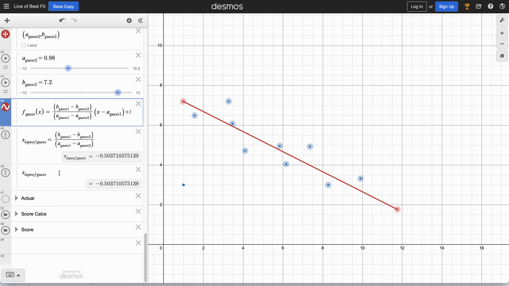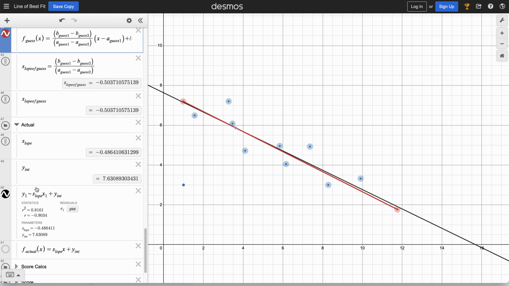And so if you were teaching this lesson to the class, you would have them open this guess and they would be able to see that the slope of their guess is negative 0.5. And then you would turn on the actual and you would see that the actual slope is negative 0.486. So this red line, it's not applicable if you're doing the homework assignment or if you're doing something that's non-instructional. But if you're teaching your students, this is a phenomenal visual tool to teach them how to guess what that line of best fit is.